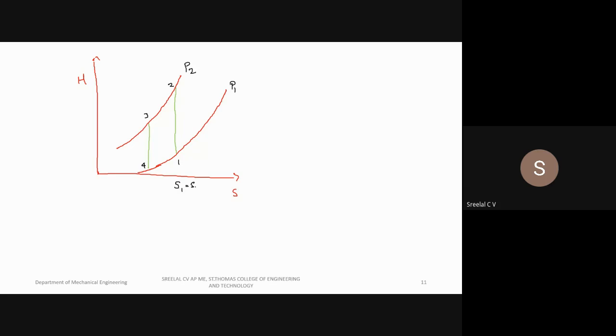Here, S1 will be equal to S2, as well as S3 will be equal to S4. Okay, so here one, the combustion. Okay, here we already discussed it will be the heat rejection. Okay, so we can discuss this. So the amount of work input.